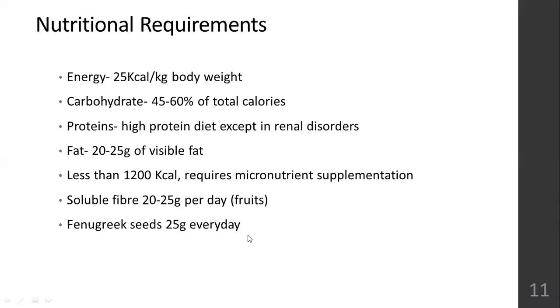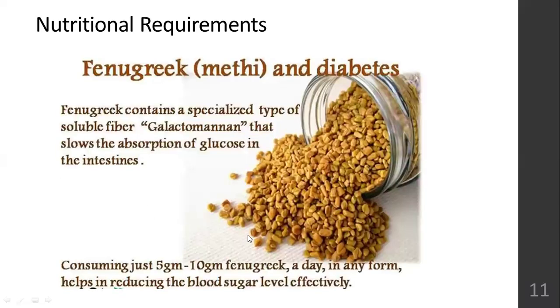Fenugreek seeds, at least 25 grams of fenugreek seeds per day in any form. Okay, even if you have the soaked fenugreek seeds water, or you use the methi powder in your curries and all. Okay, it's ideal. Fenugreek seeds can control the blood sugar level. Methi seeds. So they have this special fiber, galactomannan, that is the soluble fiber found in methi seeds, that slows the absorption of glucose in the intestine.